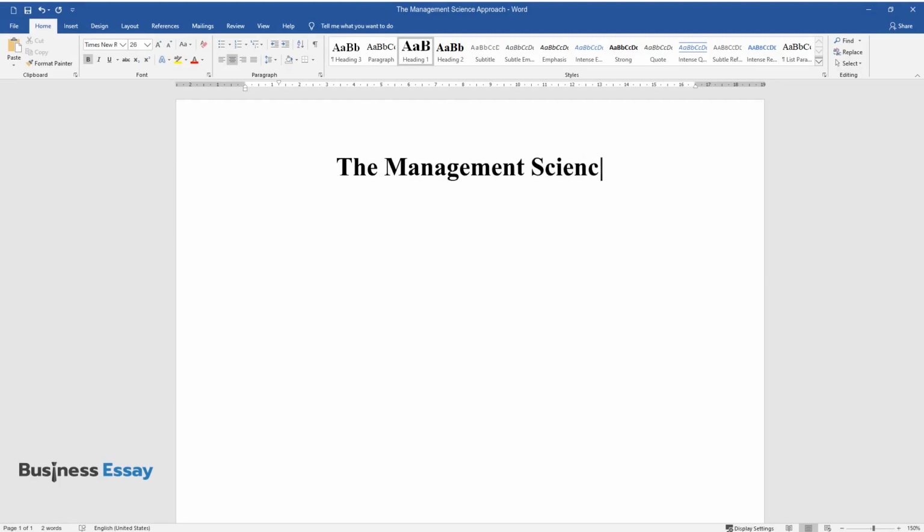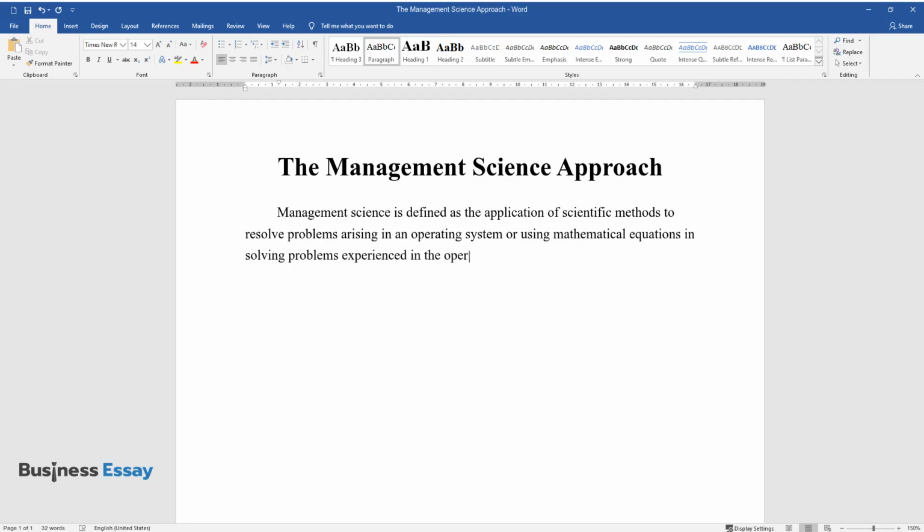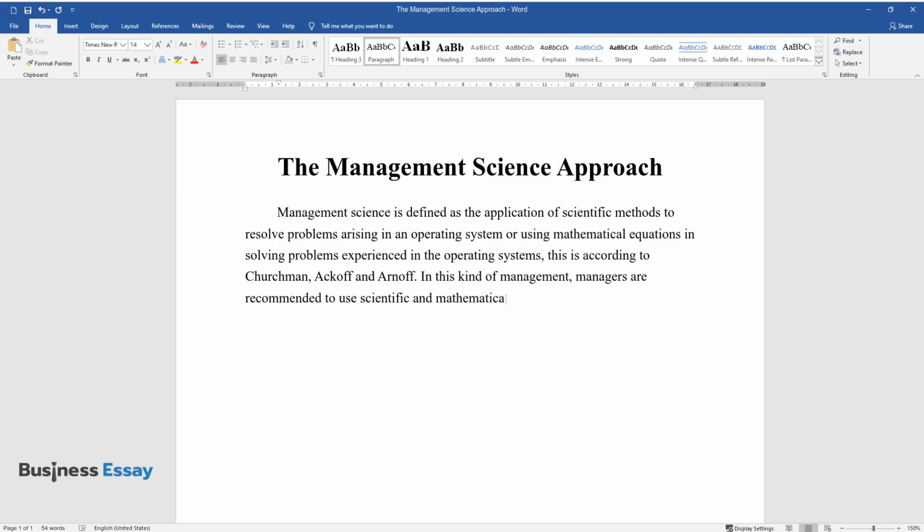The management science approach. Management science is defined as the application of scientific methods to resolve problems arising in an operating system, or using mathematical equations in solving problems experienced in the operating systems. This is according to Churchman, Ackoff and Arnoff. In this kind of management, managers are recommended to use scientific and mathematical techniques to help solve operational problems because by doing so they help in improving their organizations.